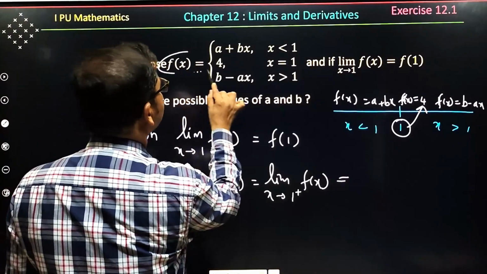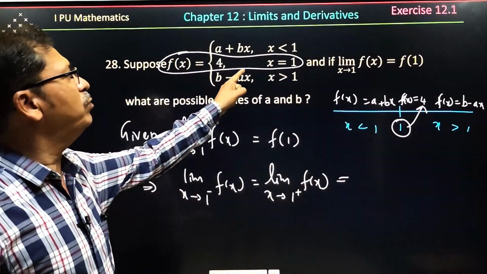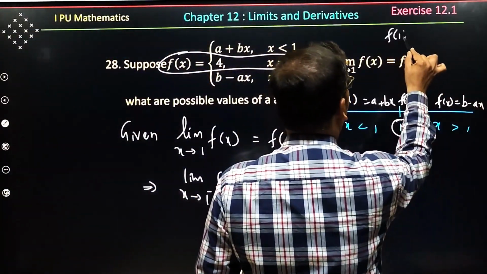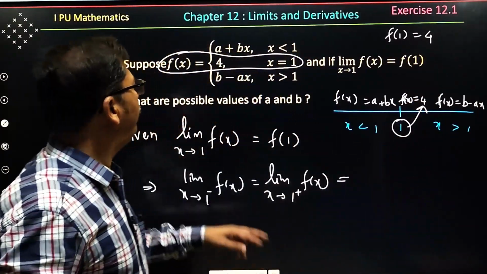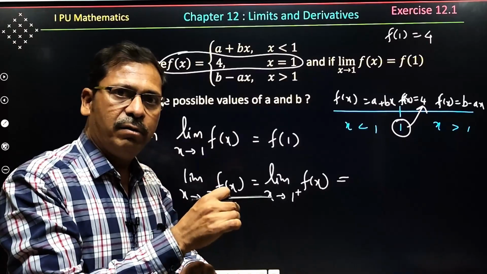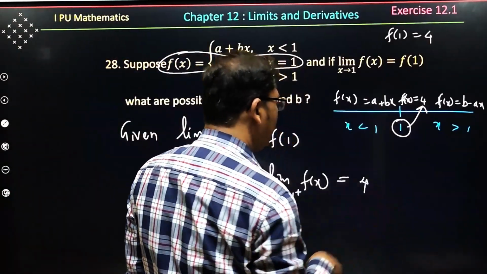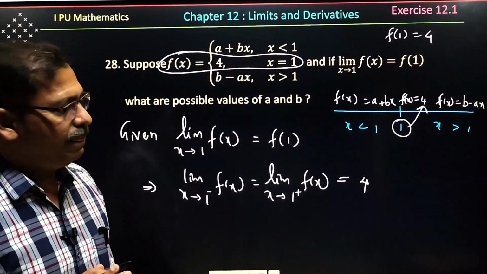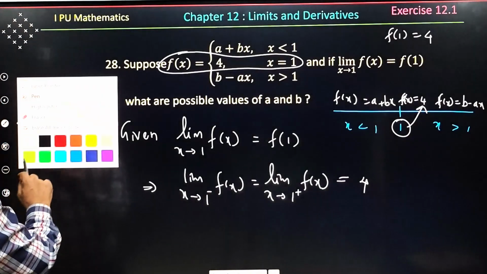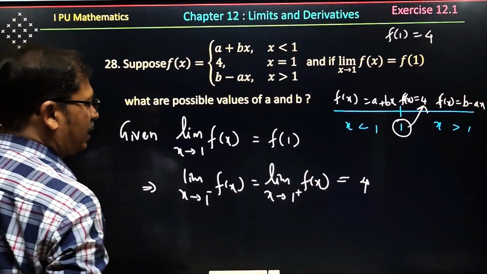You need to understand this. f(x) is equal to 4 when x is equal to 1 means f of 1 is equal to 4. That you need to understand. Did you understand this? I am writing f of 1 equal to 4. Did you understand why f of 1 equal to 4? Yes, sir. Okay, then let us continue here.